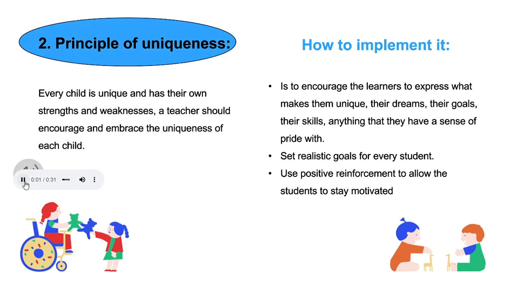Principle of uniqueness. Every child is unique and has their own strengths and weaknesses. A teacher should encourage and embrace the uniqueness of each child. How to implement it is to encourage the learners to express what makes them unique, their dreams, their goals, their skills, anything that they have a sense of pride with. Set realistic goals for every learner. Use positive reinforcement to allow the students to stay motivated.